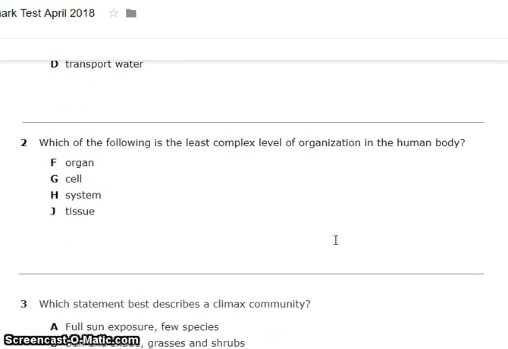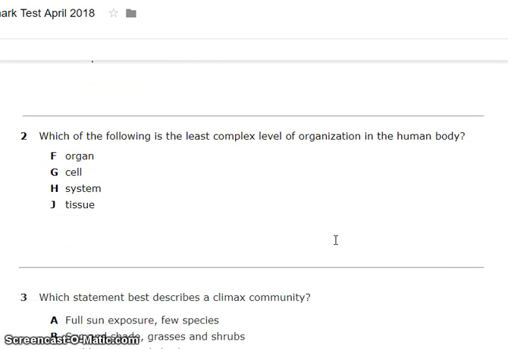Number 2. Which of the following is the least complex level of organization in the human body? F. Organ. G. Cell. H. System. Or J. Tissue.